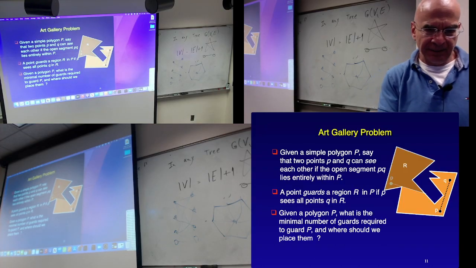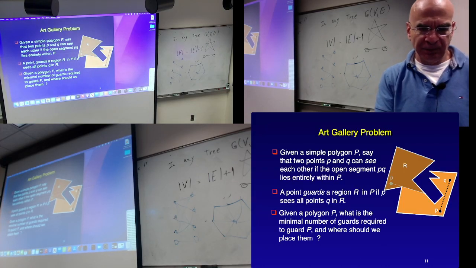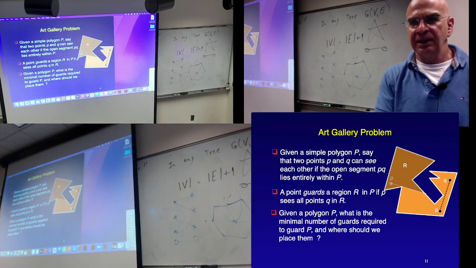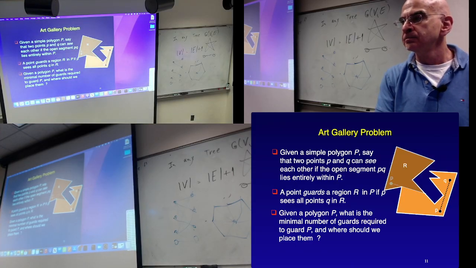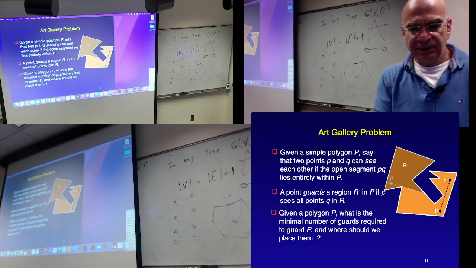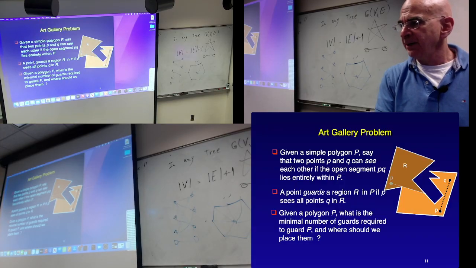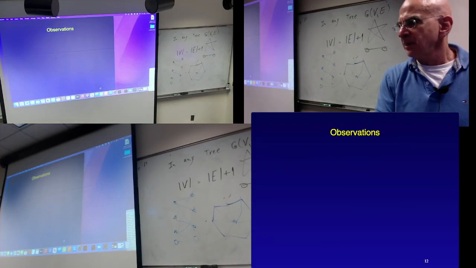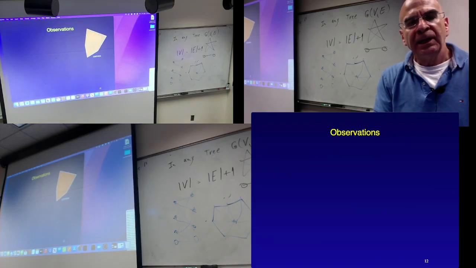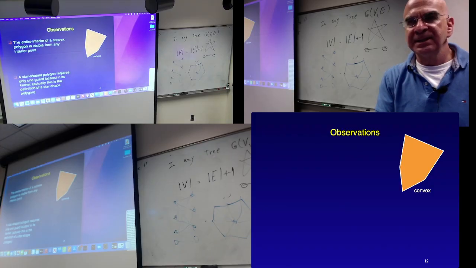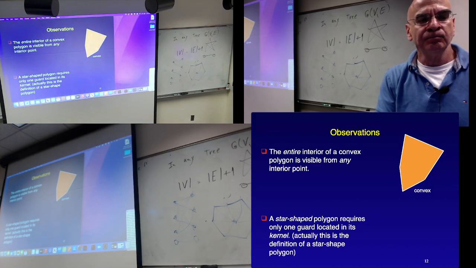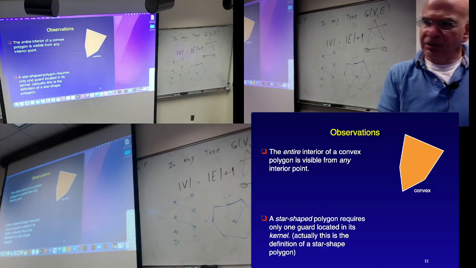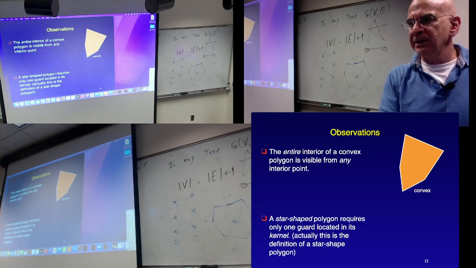And the question is, given a polygon P, what is the minimum number of guards required to guard P? As any other interesting question, it's NP-hard to find the optimum number. There are lots of approximations, but we will still be able to give some bounds to this number. Just a quick observation, discussed last meeting: if I have a convex polygon, one guard will do.